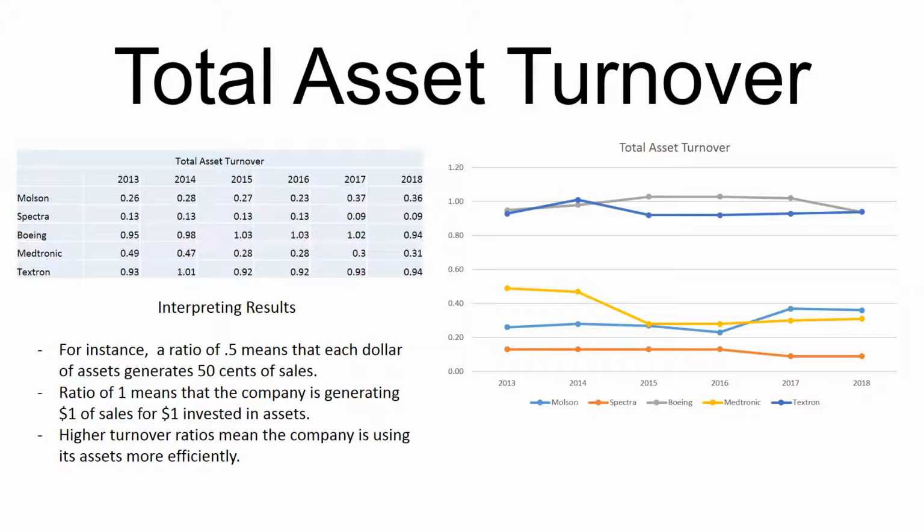Second to Boeing is Textron. We can see Textron has been really constant with the total asset turnover ratio. For the last 5 years, it has kept a total asset turnover ratio of above 0.9.